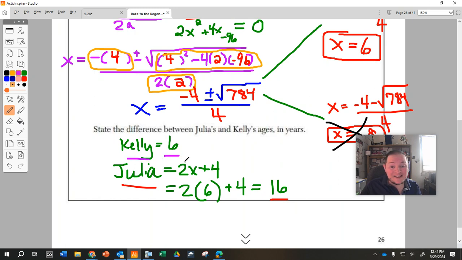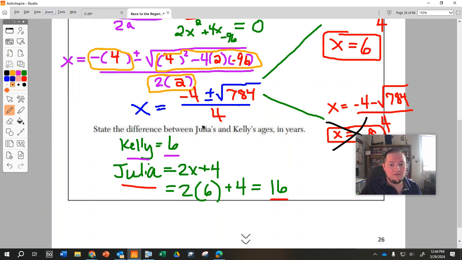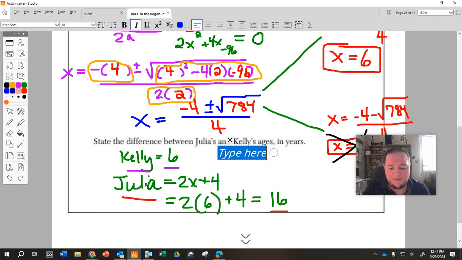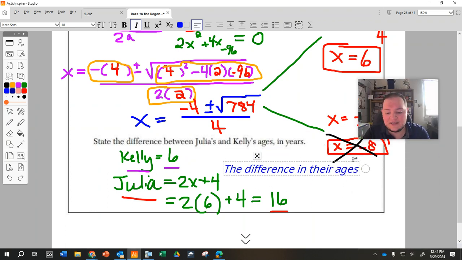Kelly is 6, and they said, what's the difference between their ages? Well, that's easy. How far apart is 16 and 6? They're 10 years apart. So we're going to write really quickly the difference in their ages. I'm going to type into myself here. The difference in their ages is 10 years.